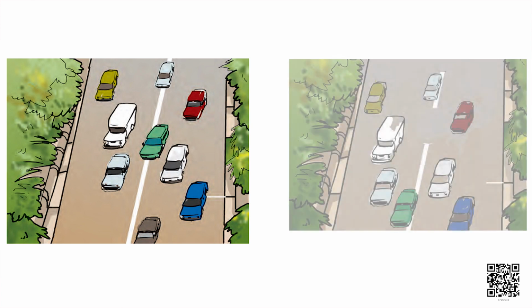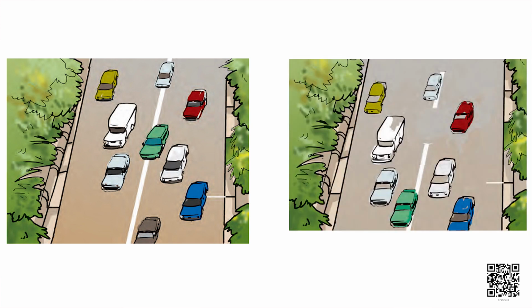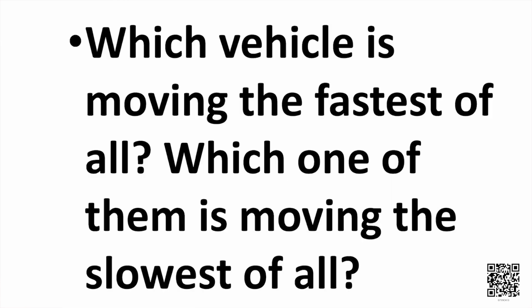Now look at another figure 13.2, it shows the position of the same vehicles after some time. From your observation of the two figures, answer the following questions. Which vehicle is moving the fastest of all and which one of them is moving the slowest of all? So students, we can say that the green car is moving the fastest of them all. Now it's on to you to find out the slowest vehicle. Take the help of your parents or your teacher as well.